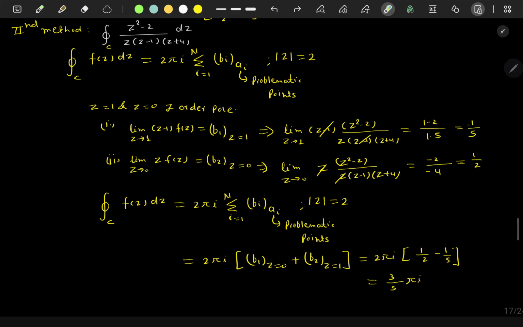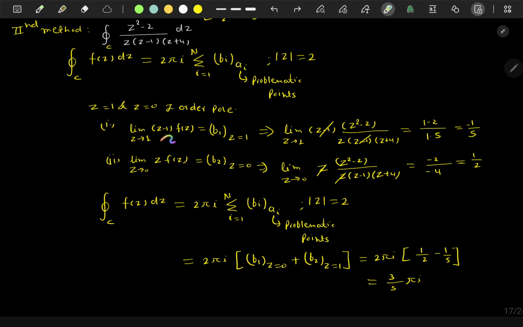There is also a second method by which we can solve the complex integration: with the help of residues. We have studied the formula in our previous lecture to calculate the complex integration of the function: 2 pi iota times the sum of residues at those points. Now you can see z equal to 1 and z equal to 0 are first order poles. z equal to minus 4 lies outside the closed contour, so we are not dealing with that point. We will only deal with z equal to 1 and z equal to 0.